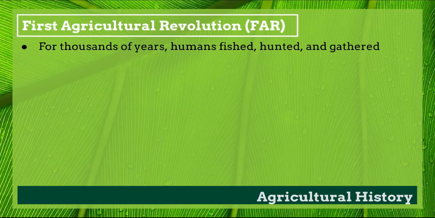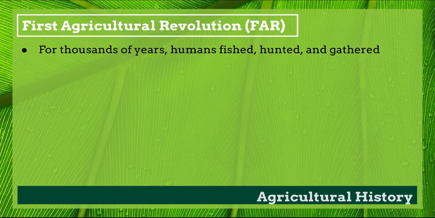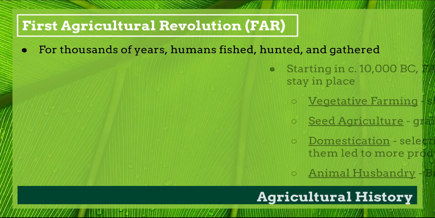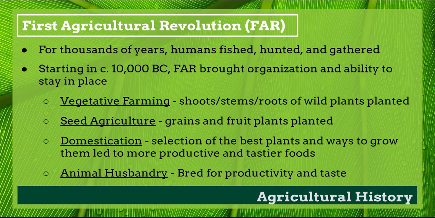All right, the first agricultural revolution, I'm abbreviating it FAR here just for the ease of it. So for thousands of years, humans fished, hunted, and gathered, and they had to move around to do that. And starting at about 10,000 BC or BCE, the first agricultural revolution brought organization and the ability for human beings to stay in place.